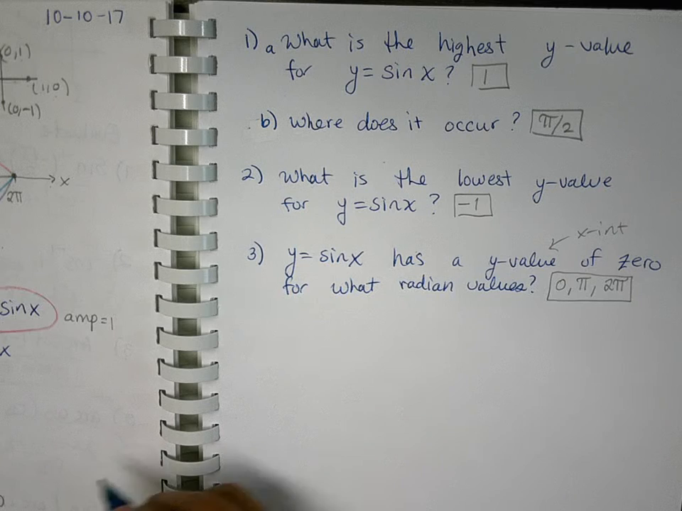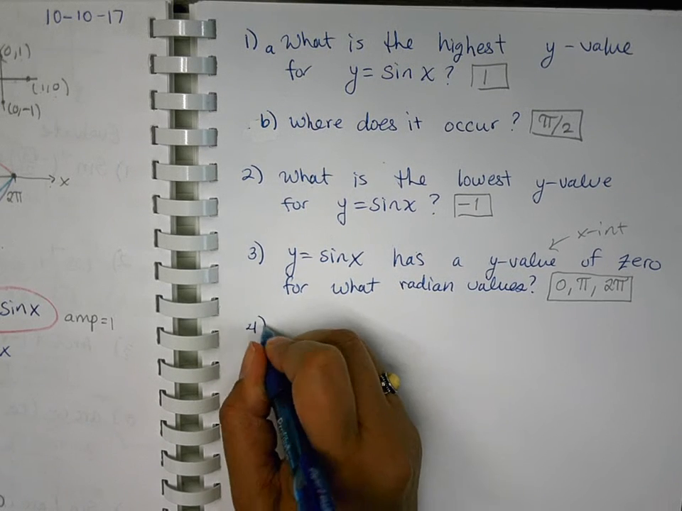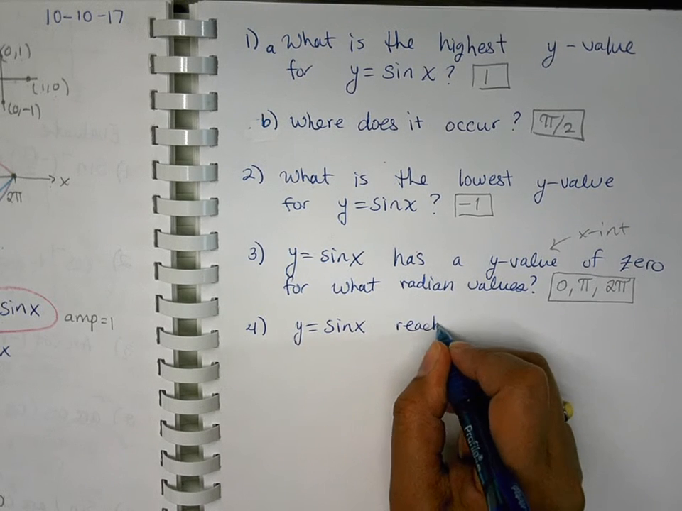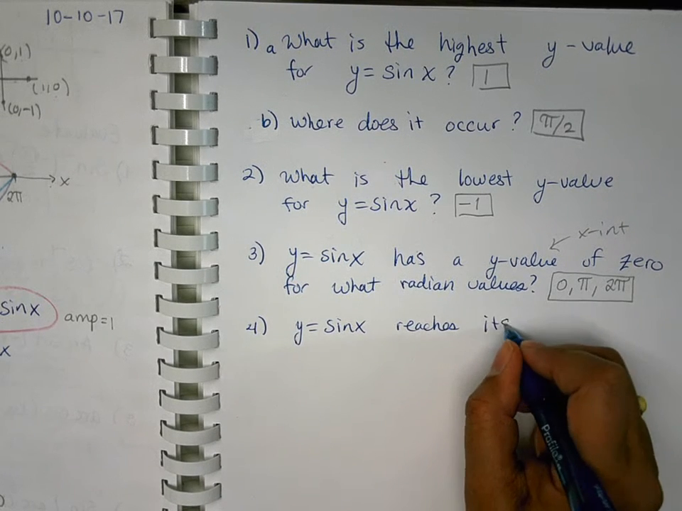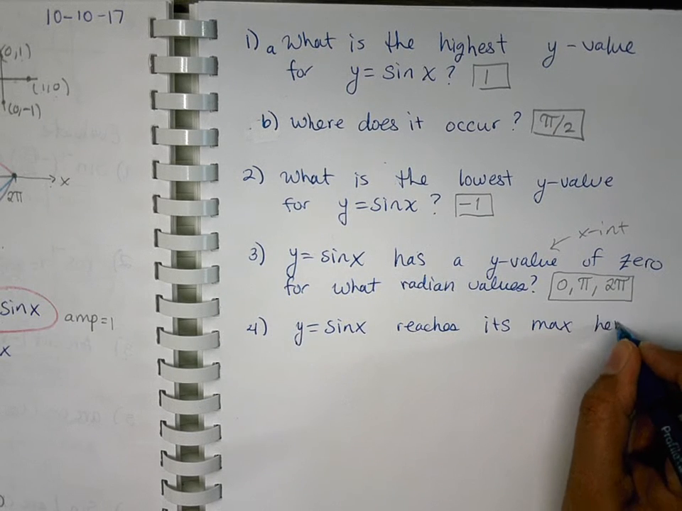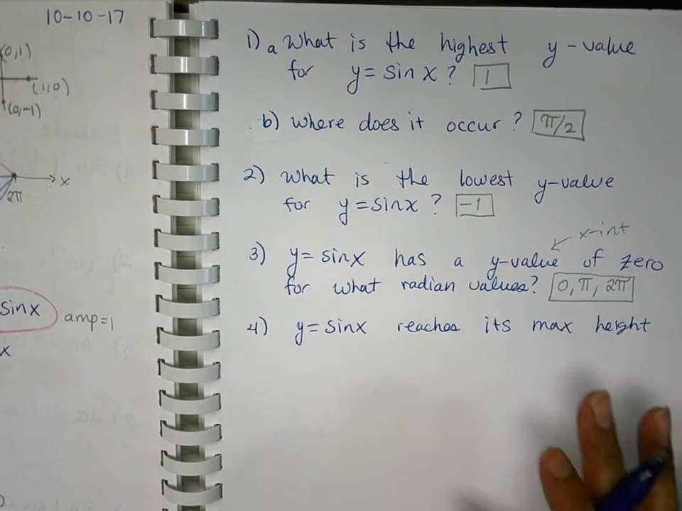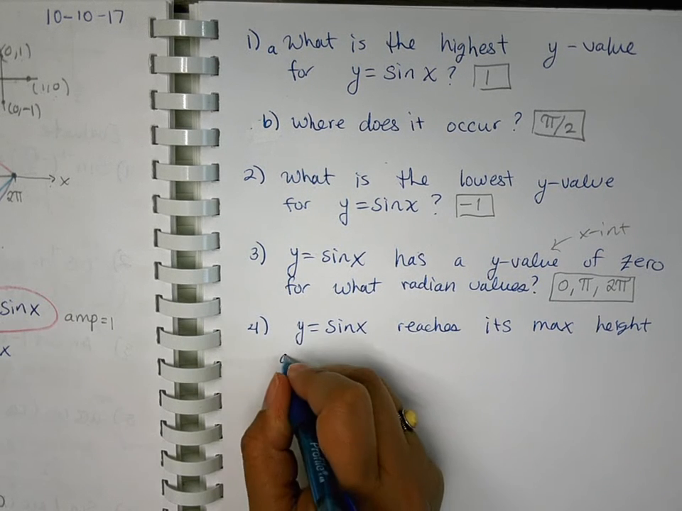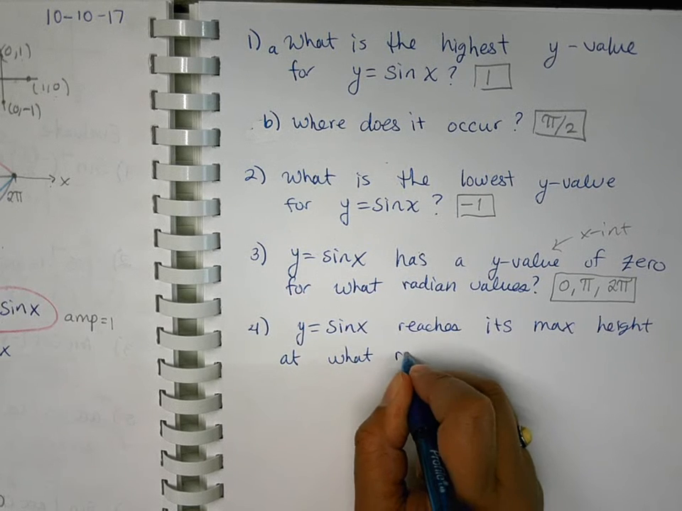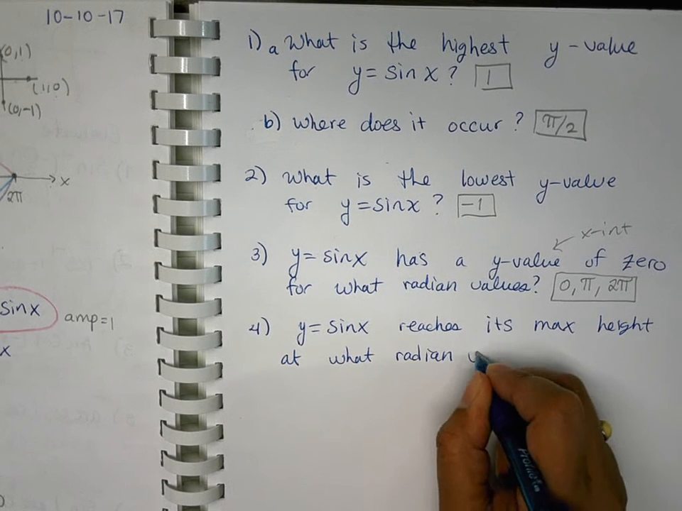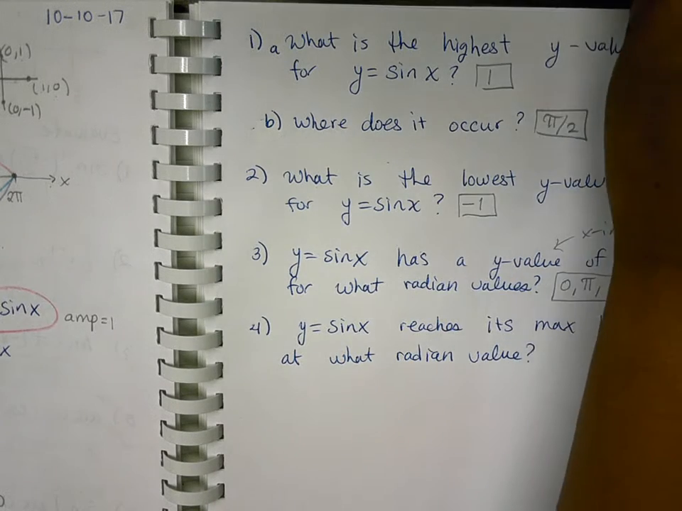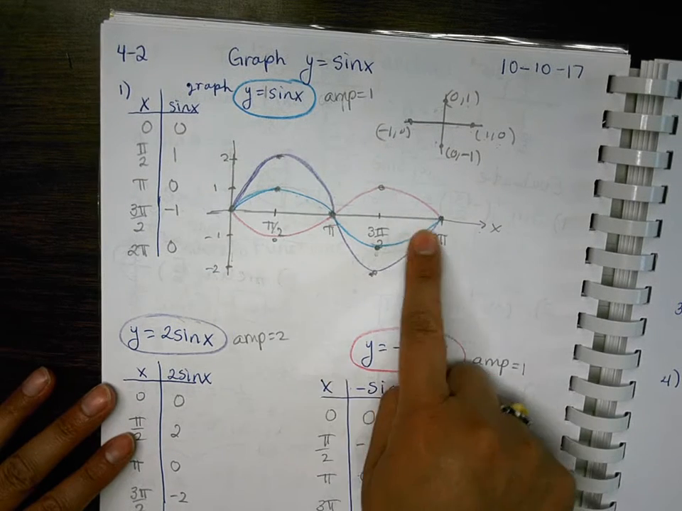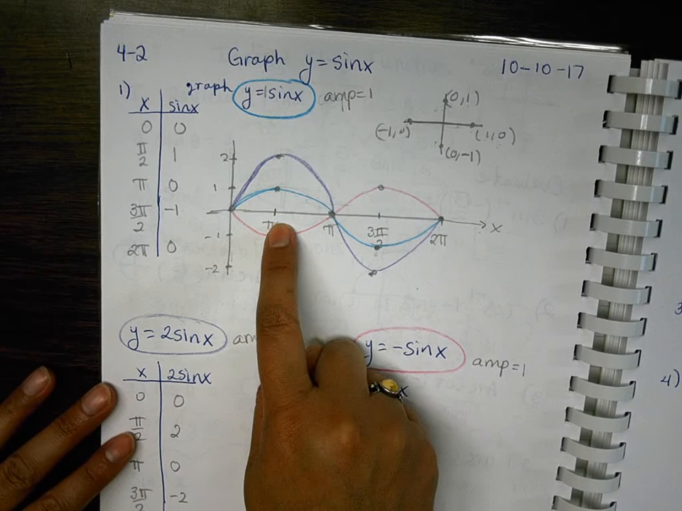Okay, number 4. Y equals sine of x reaches its max height, and I used that word earlier, maximum and minimums. Y equals sine x reaches its max height at what radian value? So go back to your graph. When is it? The blue graph, when is this the maximum here? Yes. And when does it happen? At what radian value? Pi over 2.